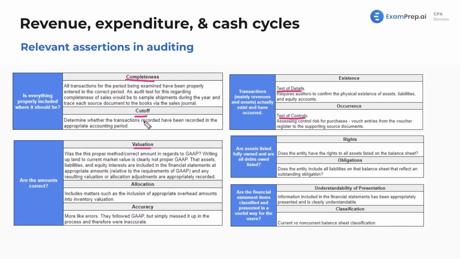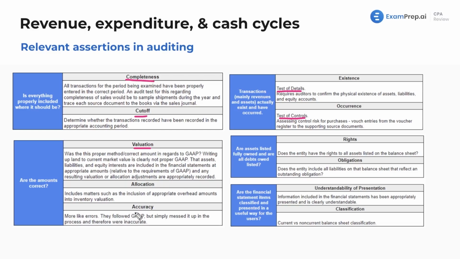You can see very similar. Again, see differences there as well. Are the amounts correct? Going to have to do with valuation, allocation, accuracy. Now these all have differences here. So we're here for valuation, and we're going to see these apply to different accounts, for example. And I'm actually going to start from the bottom up just because I'm psychotic and I like to do things different sometimes. Accuracy, this is going to be more associated with errors.